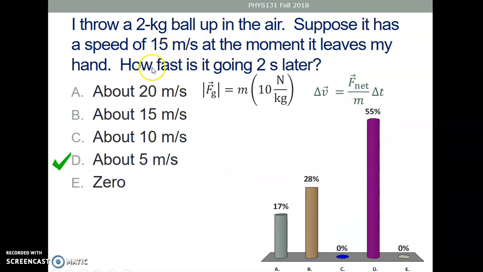Here's the thing. I'm throwing the ball upward at 15 meters per second. How much does the velocity change in 2 seconds? The velocity changes every second by 10 meters per second. So 2 seconds later, it's going to change by 20 meters per second downward. Those of you who answered 20 meters per second, that's the correct answer for a different question: how much was the change in velocity. The change in velocity was 20 meters per second.